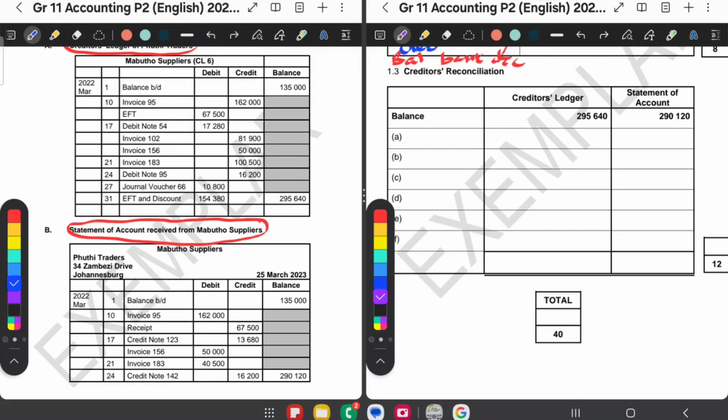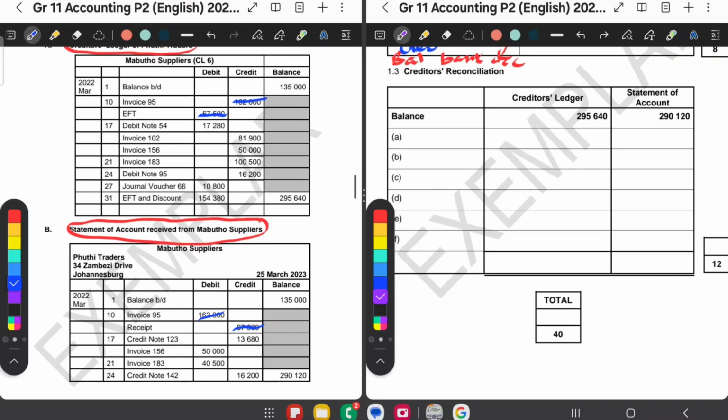Let's look at the first invoice 95, 162,000. There, invoice 95, 162,000. And here's invoice 95 and there's 162,000. It's on the credit side here, on the debit side there. That means that's right. So cancel, cancel. Then EFT 67,500 on the debit side. It is a receipt: if it's a payment for us, it's a receipt for them. Debit there, credit over here, so that's also right. So cancel, cancel, that's fine.